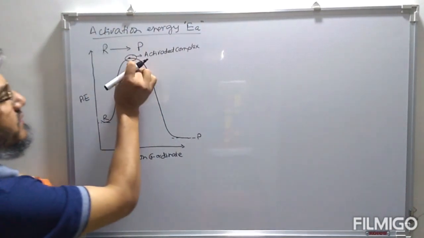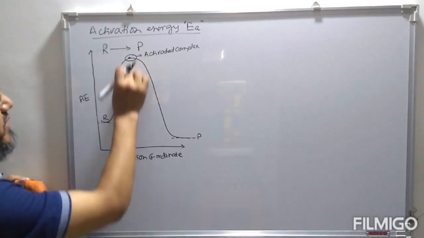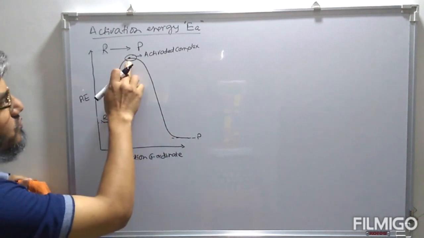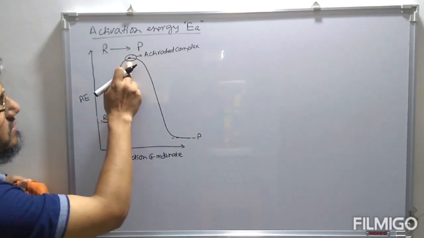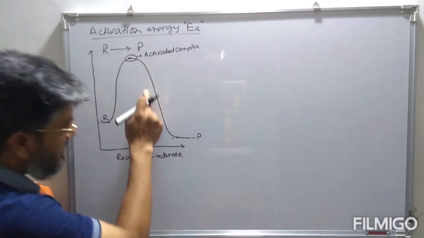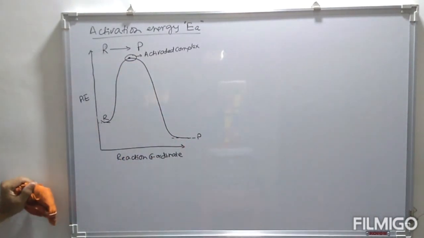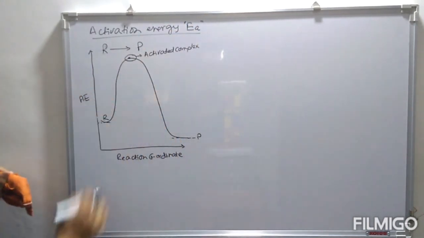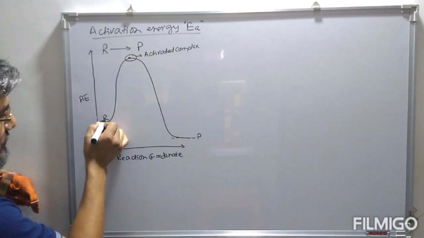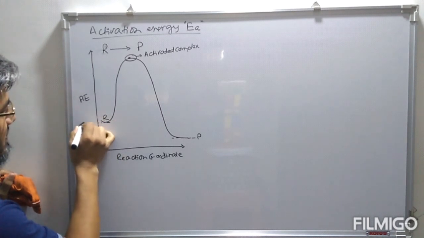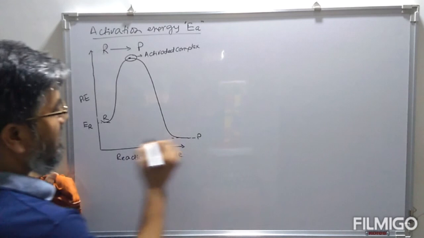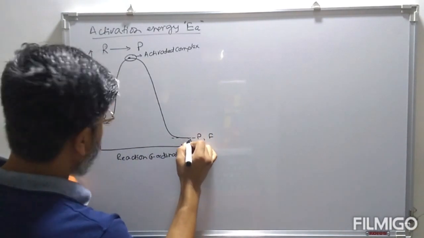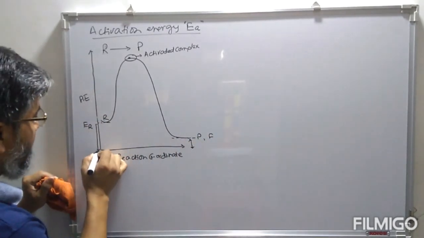The lifetime of this activated complex is very short. So at this particular point, bond breaking as well as bond formation simultaneously takes place. So old bonds break, and then new bonds form. As a new bond is formed, energy is released, and hence the potential energy of the system decreases. So we have to define this activation energy from this graph. So this is the energy of the reactant, that is the energy of the reactant R. This is the energy of product P.